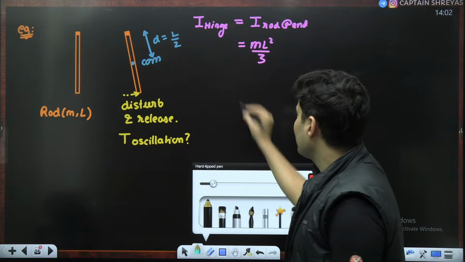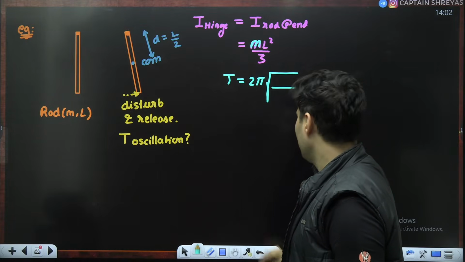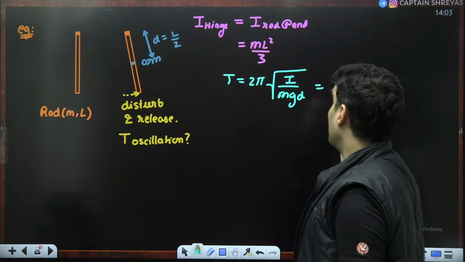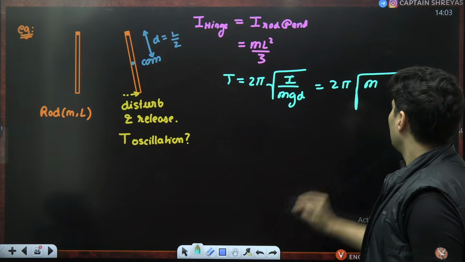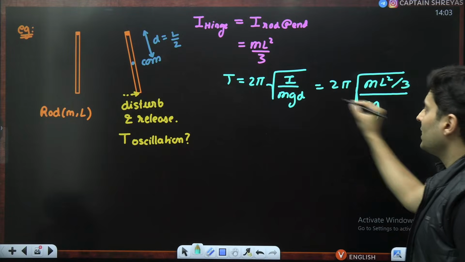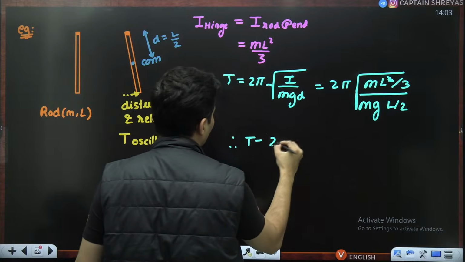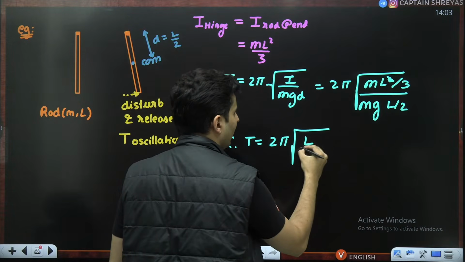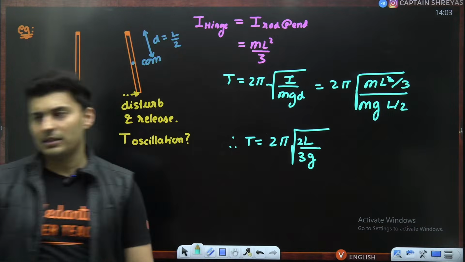Okay, sir, then what is the time period? The time period is 2 pi under root I divided by mgd. Okay, 2 pi is there, moment of inertia mL square divided by 3. m is m, g is g, d is L by 2. So what will the time period come out to be? It will be 2 pi under root, m cancels, L cancels, so 2L by 3g. That is the answer: 2 pi root 2L by 3g.